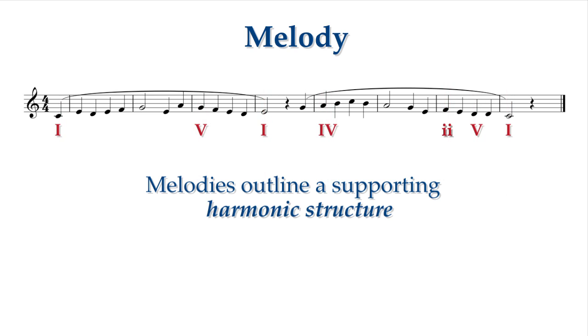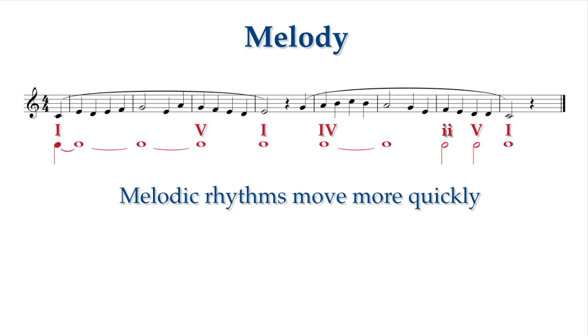In tonal music, melodies outline and are supported by a harmonic structure or chord progression. The notes of a melody tend to move more quickly than the chord progression. Melodies tend to create rhythms at the beat and division level of musical time, often with notes that span more than one beat.